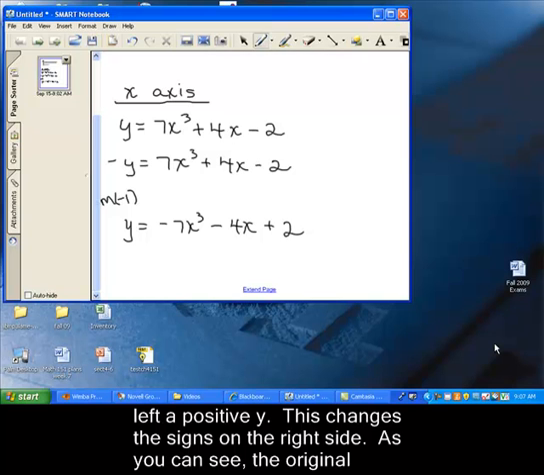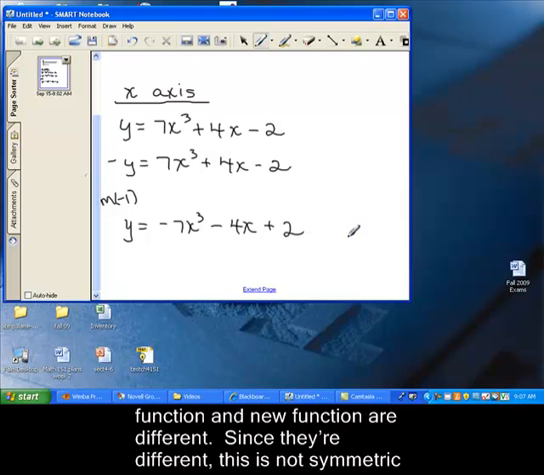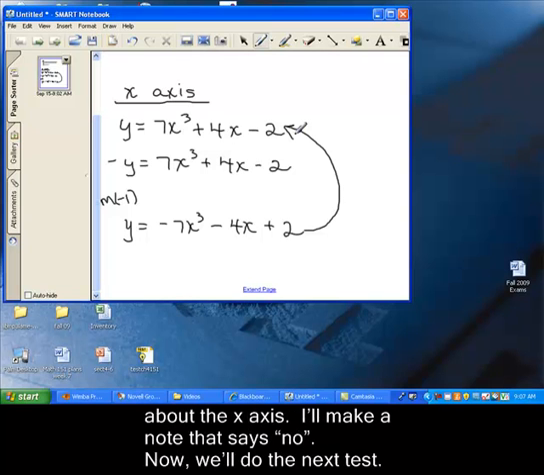As you can see, the original function and the new function are different. Since they're different, this is not symmetric about the x-axis. If they had been the same, it would have been symmetric. So I'm just going to make myself a little note that says, no, it is not symmetric. Just NO, to tell myself that it is not symmetric so that I can go ahead now and perform the next test.